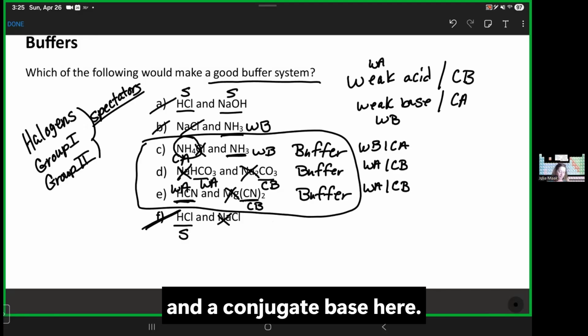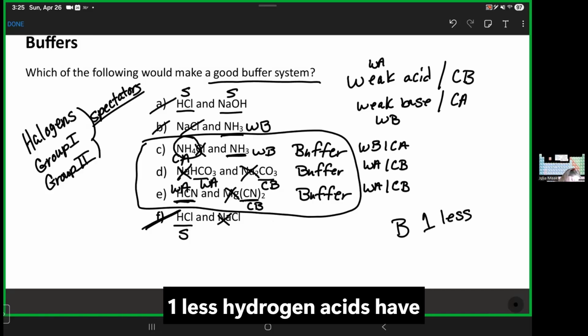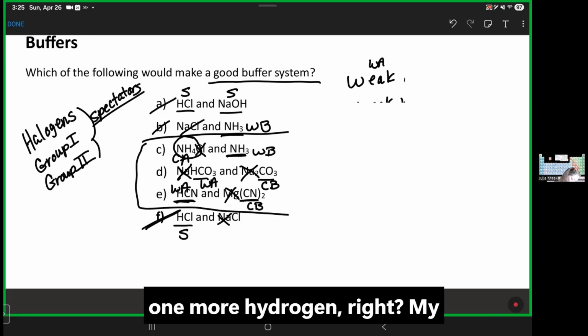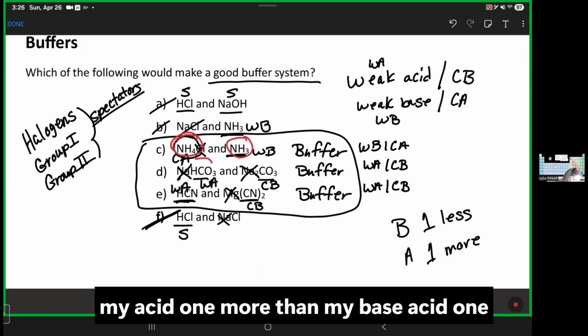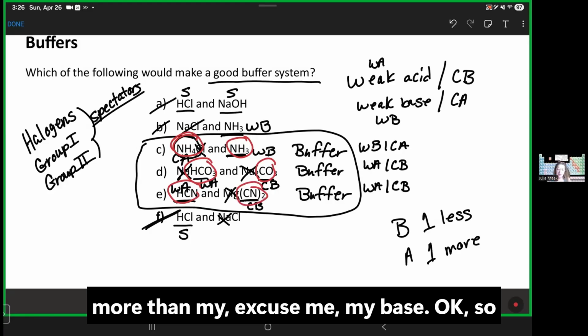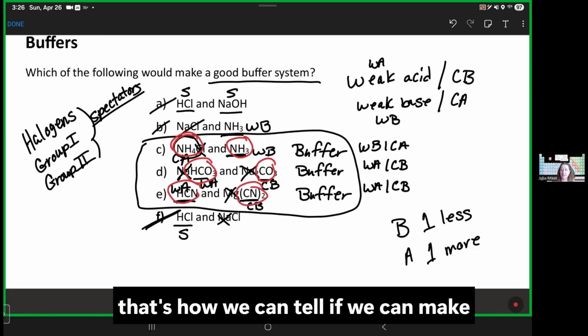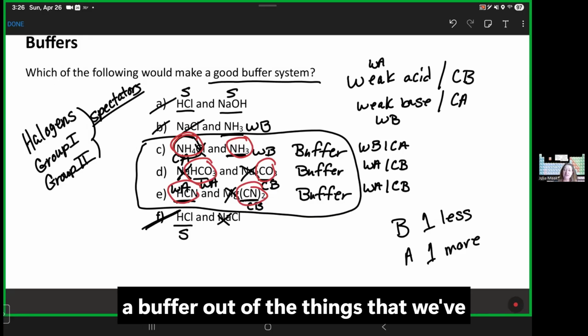Okay, so just remember, bases have 1 less hydrogen. Acids have 1 more hydrogen, right? My acid has 1 more hydrogen than my base. Okay, so that's how we can tell if we can make a buffer out of the things that we've been given.